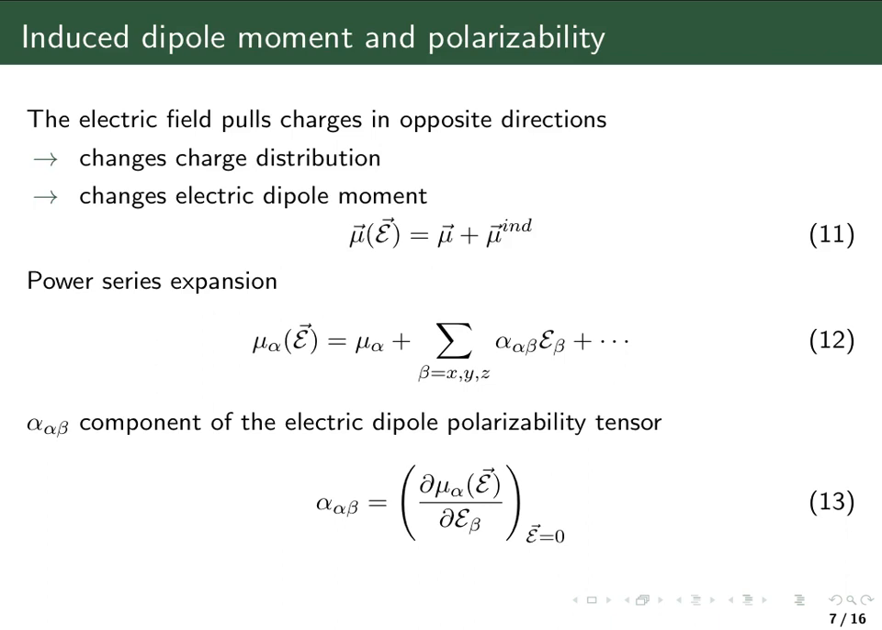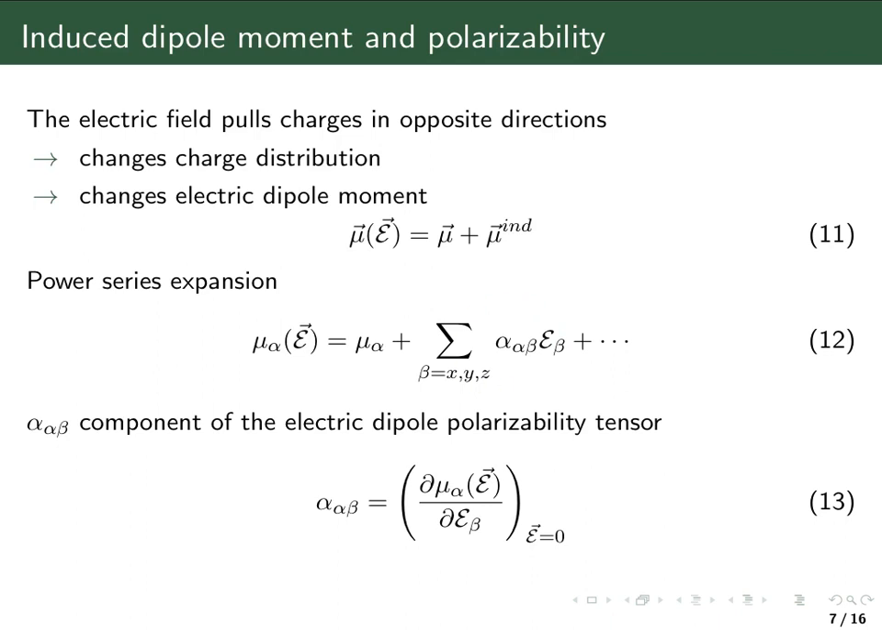Now we can write this dipole moment in the presence of the field also in terms of a power series expansion. And I write it now here for one component. So alpha is again either x or y or z, so it's one of the Cartesian components. And then the first term, of course, is the permanent dipole moment, or the corresponding component of the permanent dipole moment. And then we write it in a power series expansion of the electric field. So here I have one component of the electric field, and I have to sum over all three x, y, z components of the electric field.